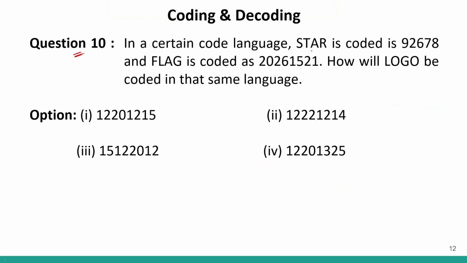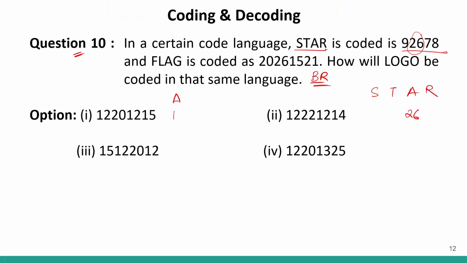Question number 10, star is coded like this. Star is coded like this. So if I look at the forward ranks, S forward rank is 19, 20, 1 and 18. But here the numbers are different. I can see 26. 26 is basically the backward rank of A. Correct? So now if I put backward rank, A's backward rank is 26.